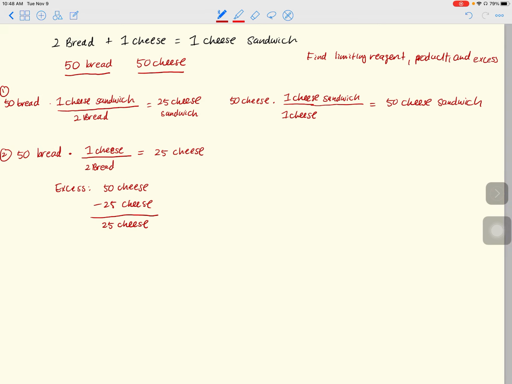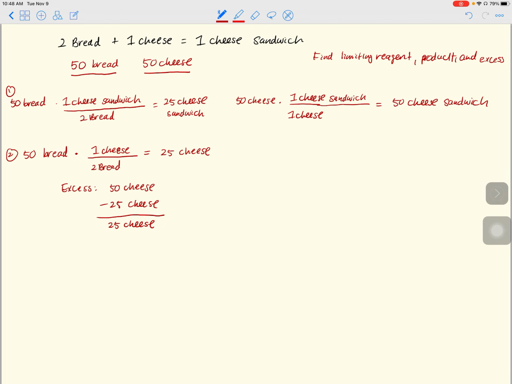And I'm going to speed it up this time, where we have 50 bread, and we use the same ratio of 1 cheese sandwich to 2 bread. And so if I use 50 bread, I make 25 cheese sandwiches. And now if I use 50 cheese, I have 50 cheese sandwiches. And like I asked before, which is it? Which is the limited reagent? It's 25, right? Because you make the smallest product.